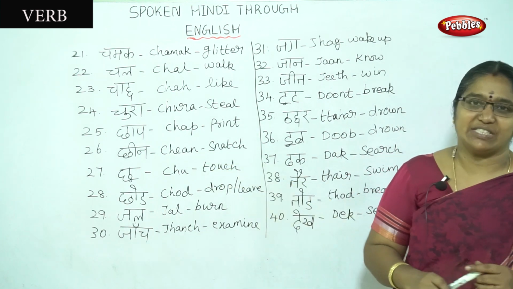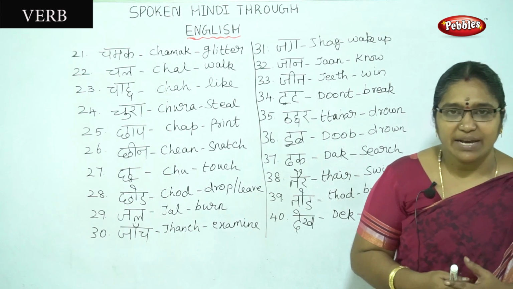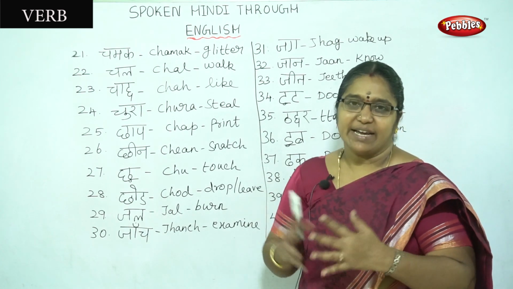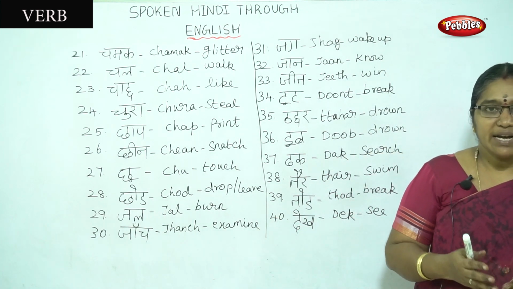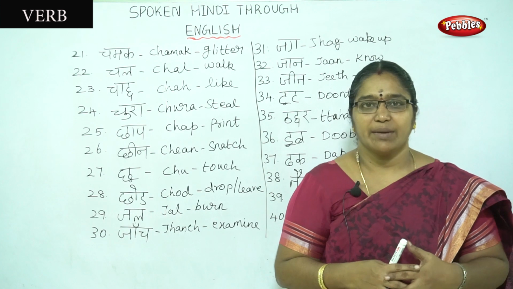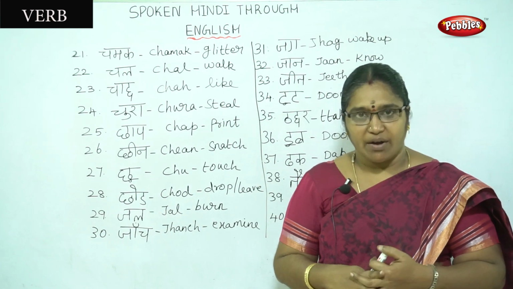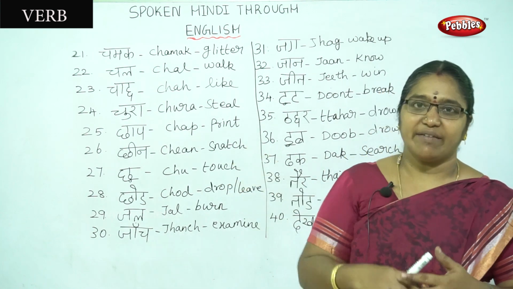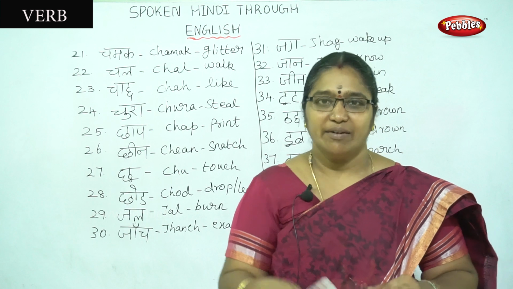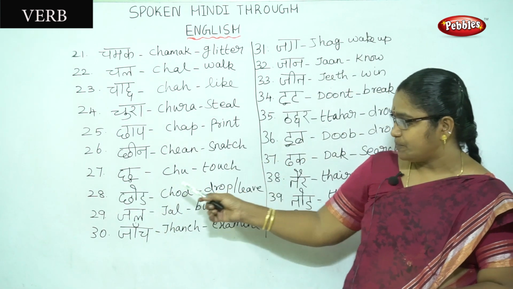The next one is chain. Chain means snatch. बच्चे गेंद छीन कर भाग गया. This means the boy snatched the ball and went away. Is it clear? Can you understand?